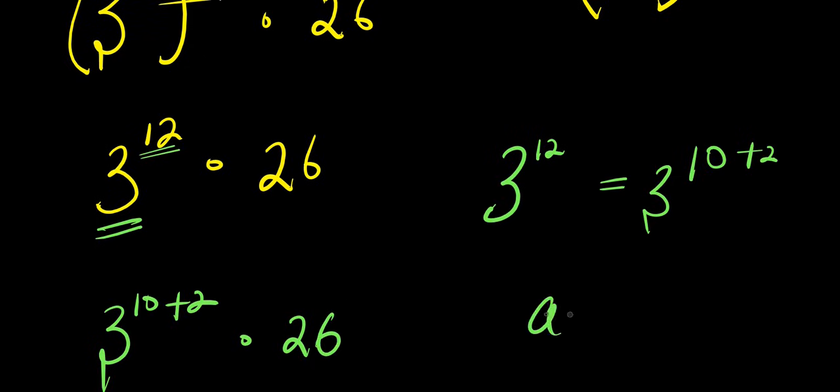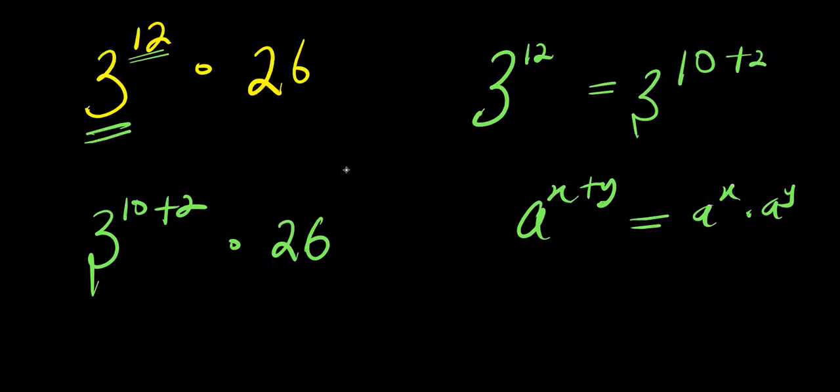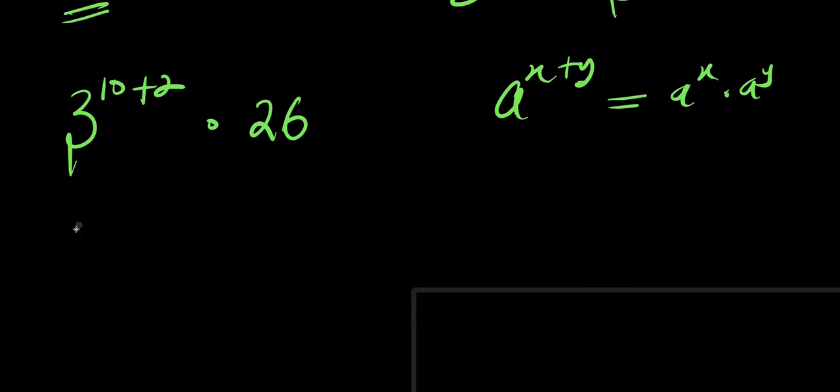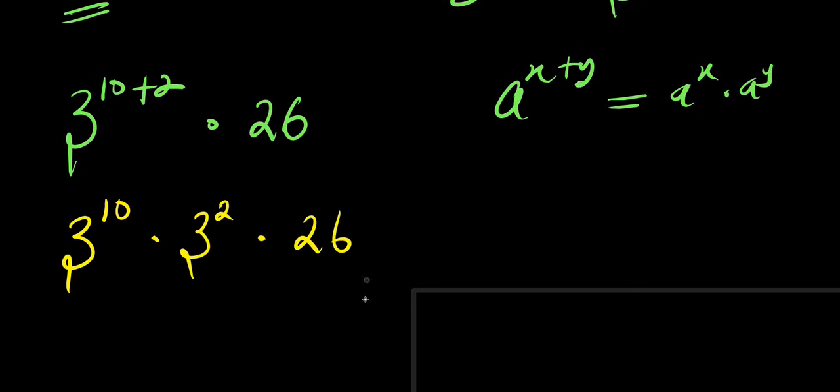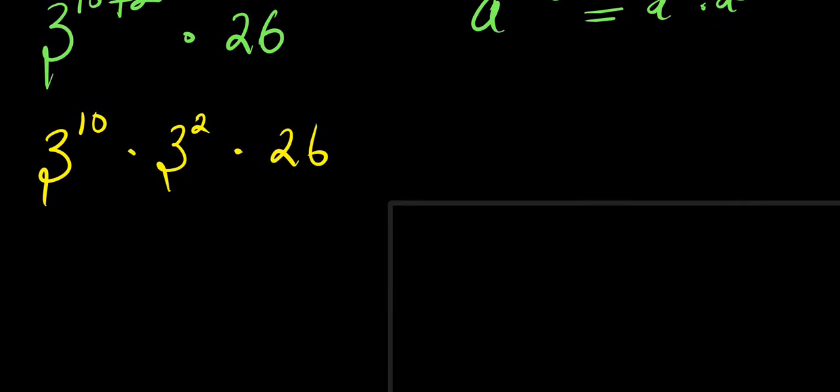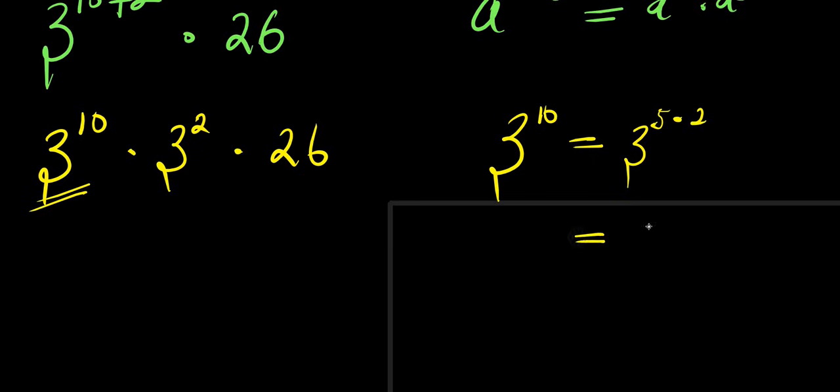Also, remember, a power x plus y equals a power x times a power y. So from here, we have 3 power 10 times 3 power 2 times 26. Now what then is the value of 3 power 10? 3 power 10 equals 3 to the power of 5 times 2, which is 3 to the power of 5 to the power of 2.